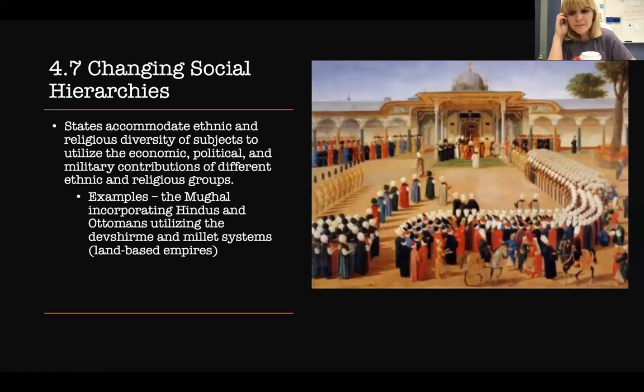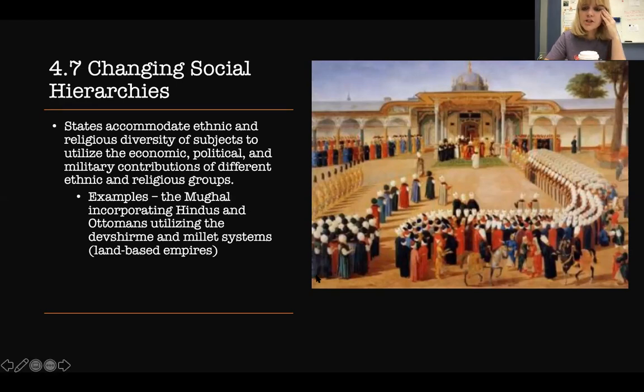When you have an empire like the Mughal Empire, where the leaders practice Islam, but the majority of the citizens practice Hinduism, you have to be nice to those people if you want taxpayer dollars. So what you're going to see is a lot of these land-based empires are going to accommodate religious and ethnic diversity. An example of that is how the Mughals treat the Hindus, or how the Ottomans utilize the Devshirme system. Remember how the Ottomans recruit white Christian boys. This is important.